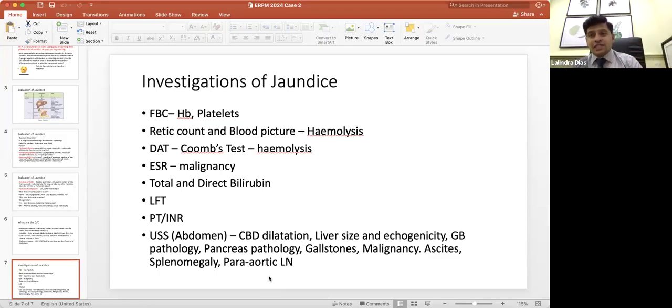You also need to do the LFTs, liver function tests, or what you call the liver profile. In that, you are going to see the AST and ALT, with the AST higher than ALT if it is a case of cirrhosis, right? And also you want to have a look at the albumin, globulin and albumin globulin ratio. The albumin level will be low if it is a case of cirrhosis, and the albumin globulin ratio is going to be below 1.